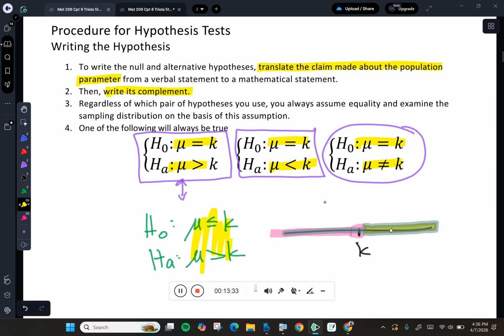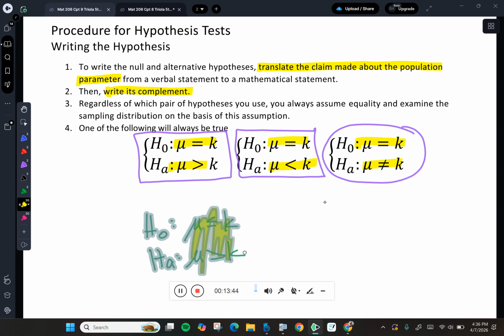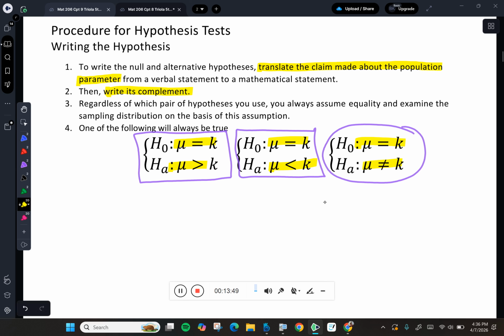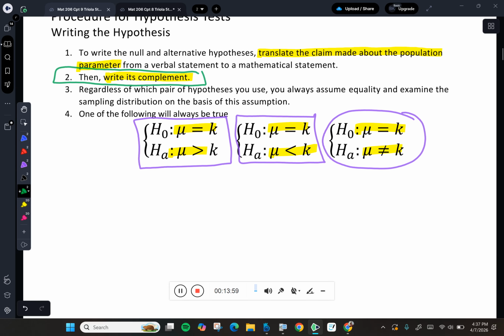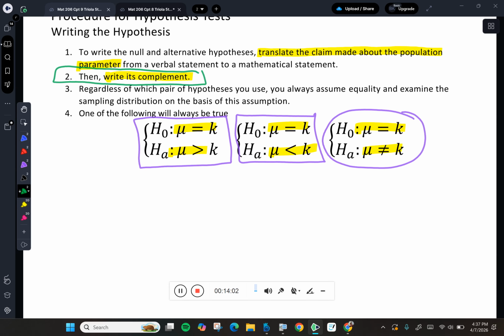For whatever reason, and I've had many conversations with other stats people about this, some stats instructors, while they tell you that the two claims are complements, they choose not to write them that way. And I can't give you a logical explanation for why. Now, the pair of hypotheses that we choose, whether it's, I'm going to call them 1, 2, or 3, depends on the claim that was made in the statement.